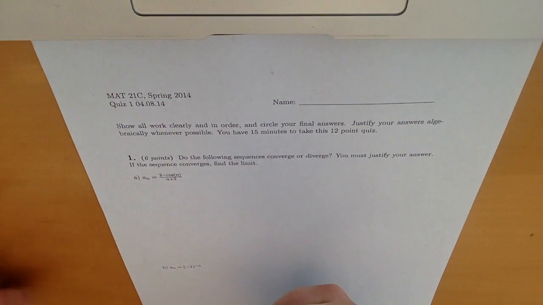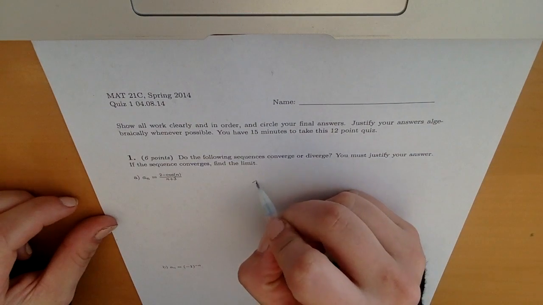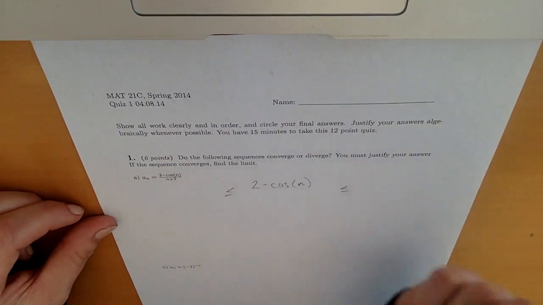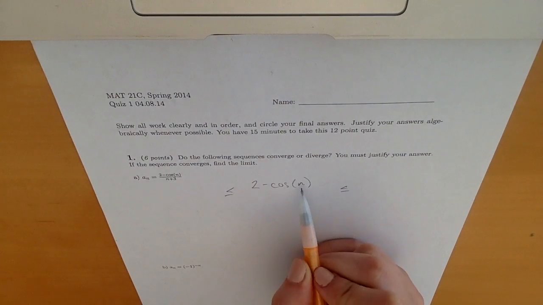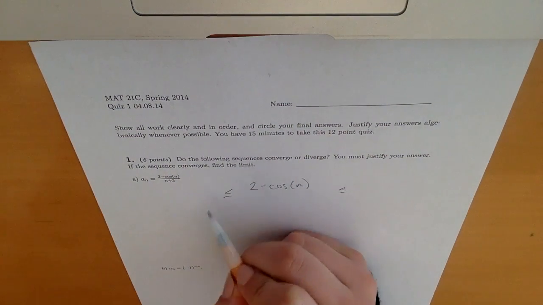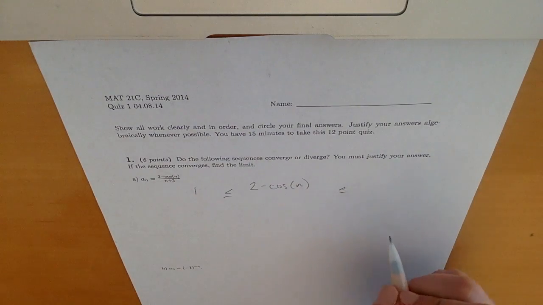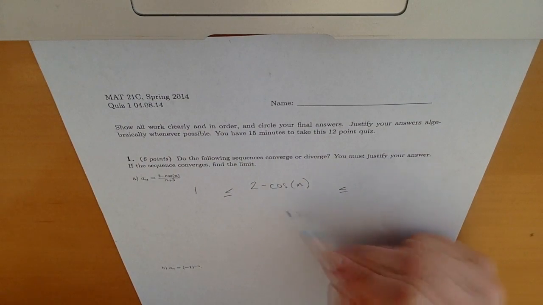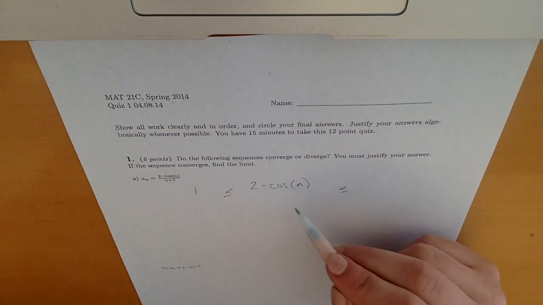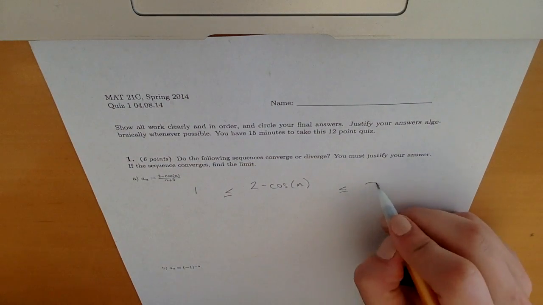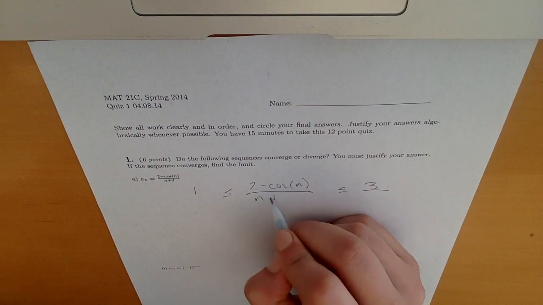Cosine of n is a very nice function because it's bounded above by 1 and below by negative 1. So the least that 2 minus cosine of n can be is 2 minus 1, or 1. And cosine of n can be at least negative 1, so at most 2 minus cosine of n can be 3. Now on the bottom we keep this n plus 3.